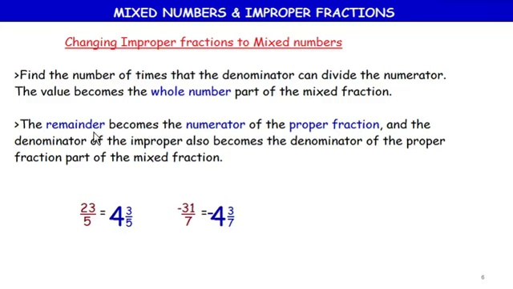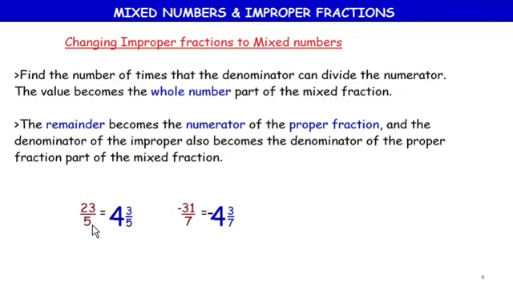Then you ask yourself, what is the remainder? If 5 goes into 23 4 times, what is 5 times 4? 5 times 4 is 20. So what is the remainder? The remainder is 3. So the remainder becomes the numerator of the proper fraction part of the mixed number. So we have 4 whole number 3 over, and then the denominator of the improper fraction becomes the same as the denominator of the proper fraction part. So it's simply going to be 4 whole number 3 over 5.